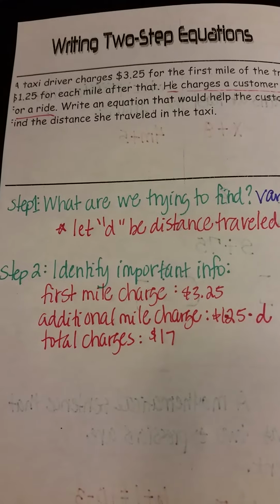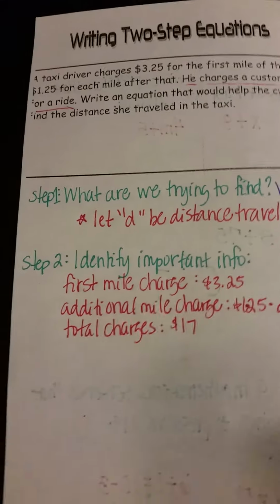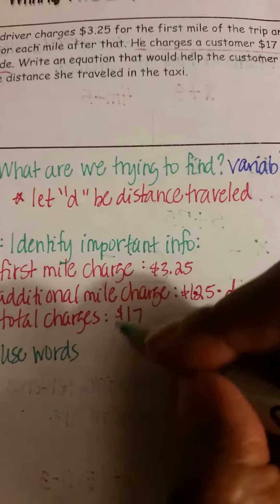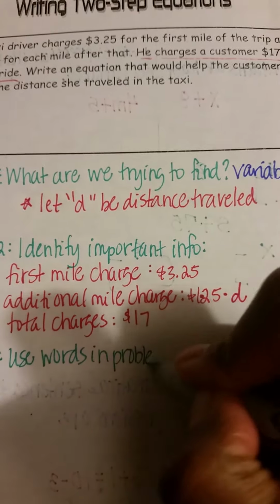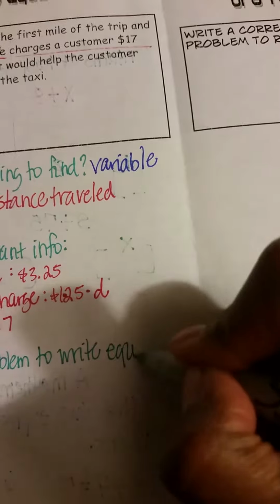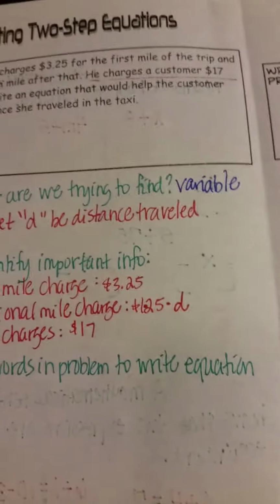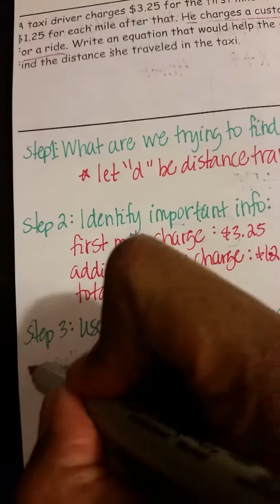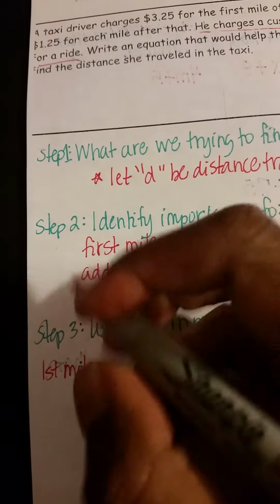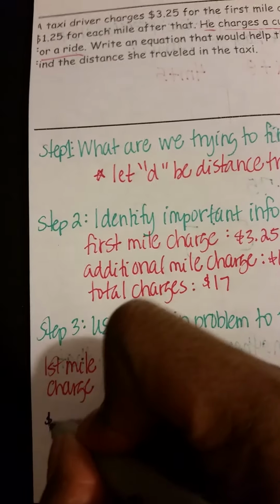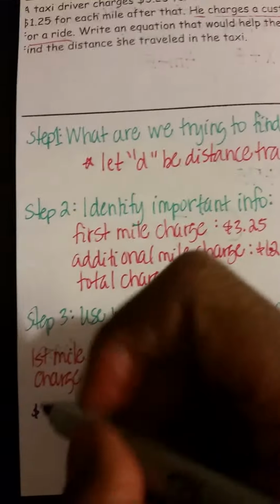Okay, so now we're going to use the words in the problem to write the equation. That's going to be our step number 3. So step 3 is going to use the words in the problem to write our equation. Okay. All right. So we know that we're just going to go through all of this. Our first mile charge was $3.25. So we're going to put that there.